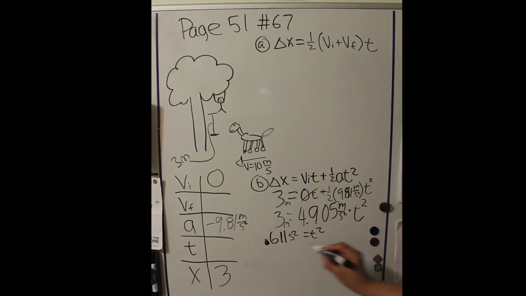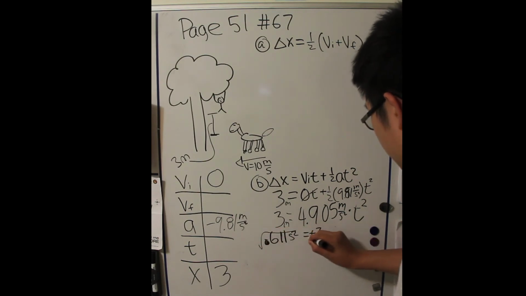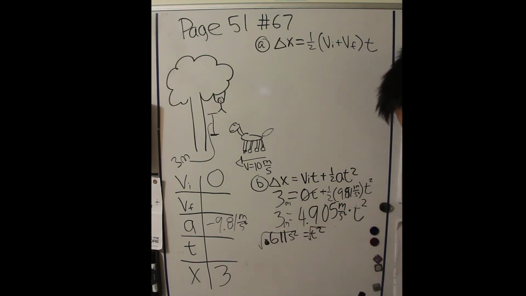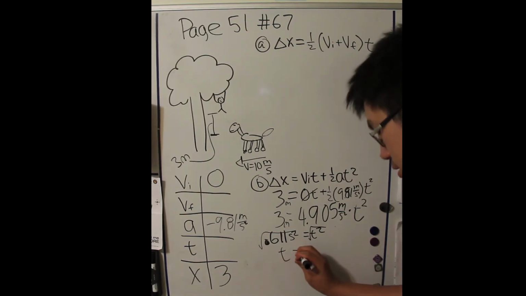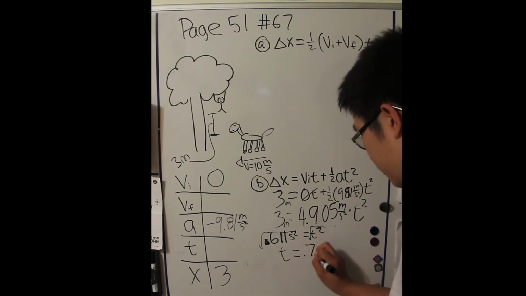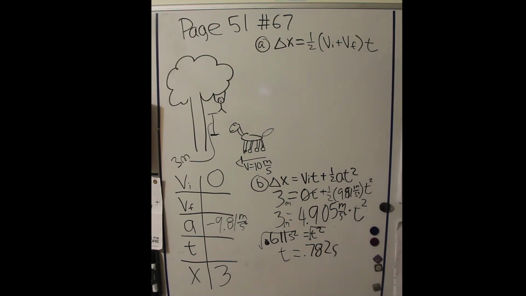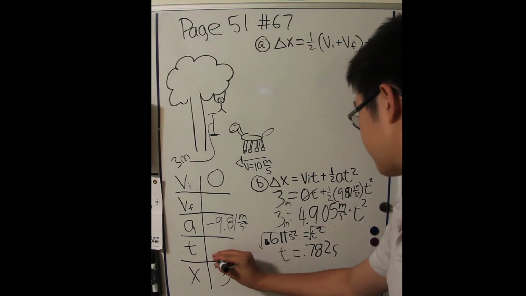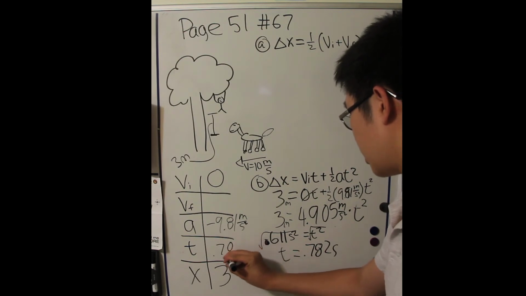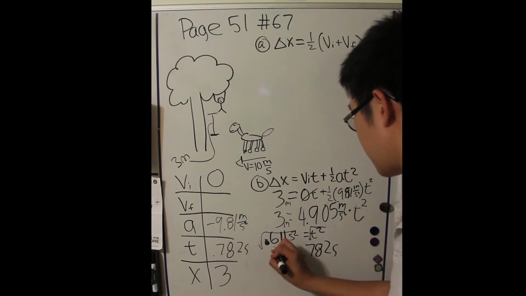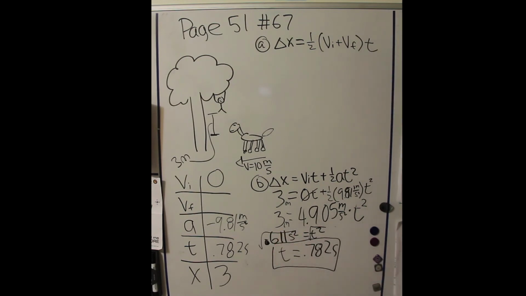Now, if we square root both sides, we will get a value of t equals 0.782 seconds. So for time, we can put 0.782 seconds. That is the answer to part B. Now for part A, we will be able to use time equals 0.782 seconds as one of our values.